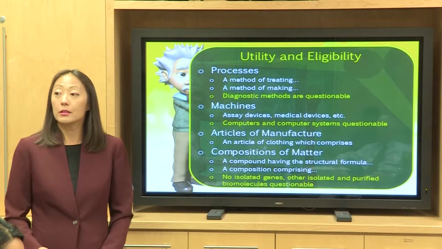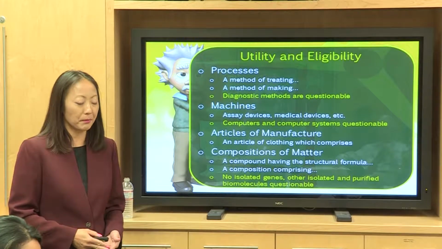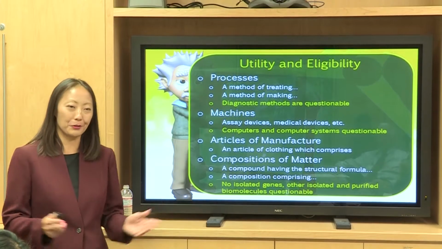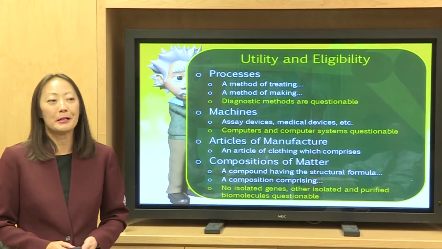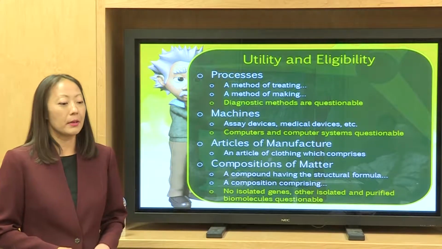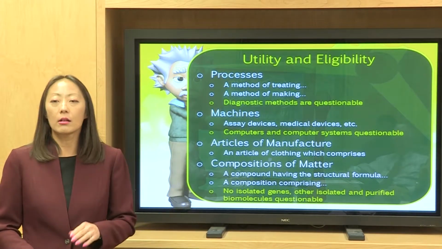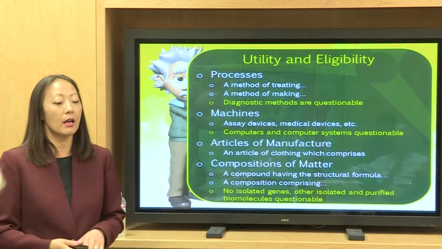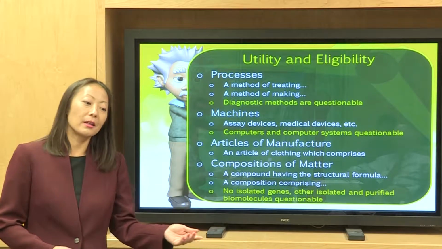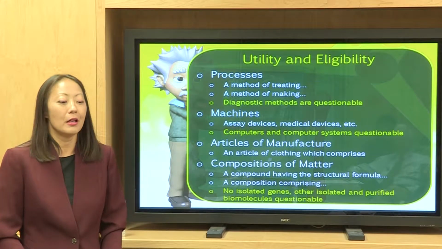So the first one, utility and eligibility. What is patent eligible subject matter? A lot of you guys have heard that it's very controversial now. We had the Supreme Court come out with some decisions that are pretty problematic to most. But basically, you can get patent claims to processes, machines, articles of manufacture, compositions of matter, and, as for processes, method claims, diagnostic methods, questionable whether or not we can get those anymore.